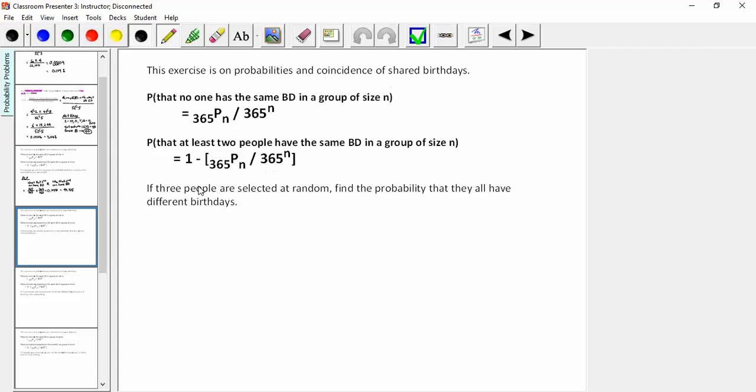Here we go. Here's another birthday problem. 3 people are selected at random. So now we have an n of 3. In the prior problem, n was 2. Now we have 3 people. Now, let's see. Let's use our equation this time. Probability that they all have different birthdays. Well, that's no one has the same birthday. There's our equation. The probability of this event happening is equal to 365 permutation select 3, because n is 3, divided by 365 raised to the third power.